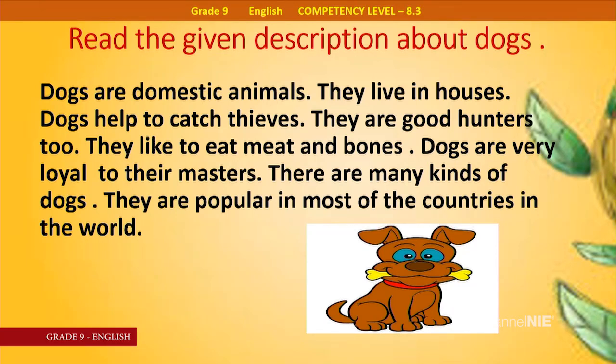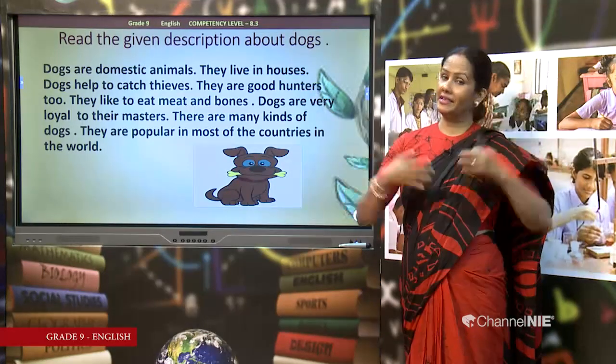Dogs are domestic animals. That means dogs can most of the time live in household areas. They live in houses. Dogs help to catch thieves. They are good hunters too. They like to eat meat and bones. Here is a bone inside this dog's mouth. Dogs are very loyal to their masters. There are many kinds of dogs. They are popular in most of the countries in the world. So, dogs are popular not only in Sri Lanka, but in other countries as well.